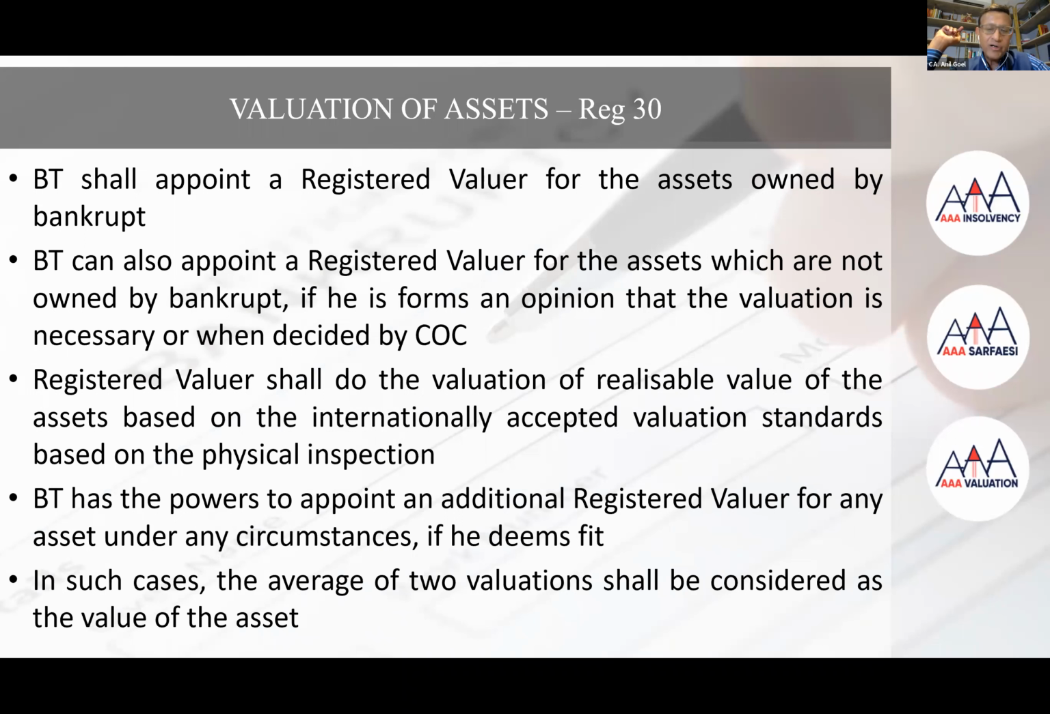So the word is realizable value, and in the case of liquidation processes we normally say liquidation value, but it is the realizable value. So in this case the realizable value has to be calculated on the liquidation value. The BT has the power to appoint an additional registered valuer for any asset under circumstances if deemed fit. In such cases, the average of the two valuations shall be considered. So only one valuer has to be appointed, but in case of any additional registered valuer, the valuation would be considered the average of the two.